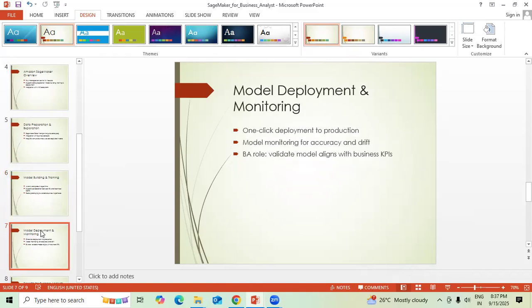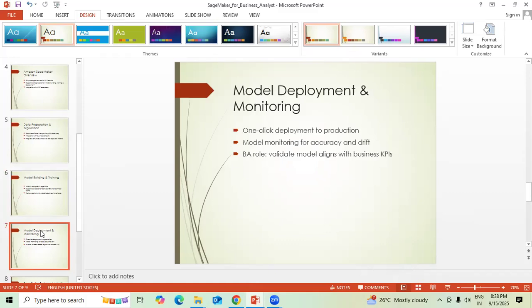Next, model and deployment, right? Model deployment and monitoring can be done with a single option, so deployment to production can be done. At the same time, we can model whatever accuracies we are expecting, so that accuracies can be identified and we can monitor subsequently.